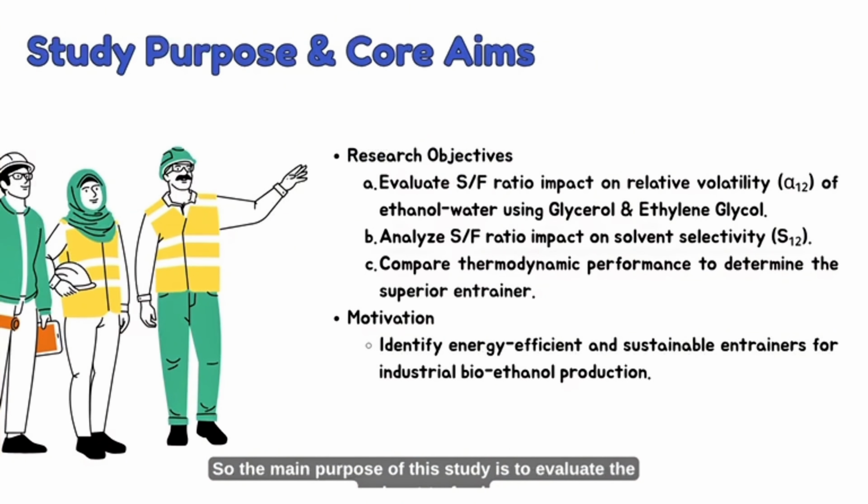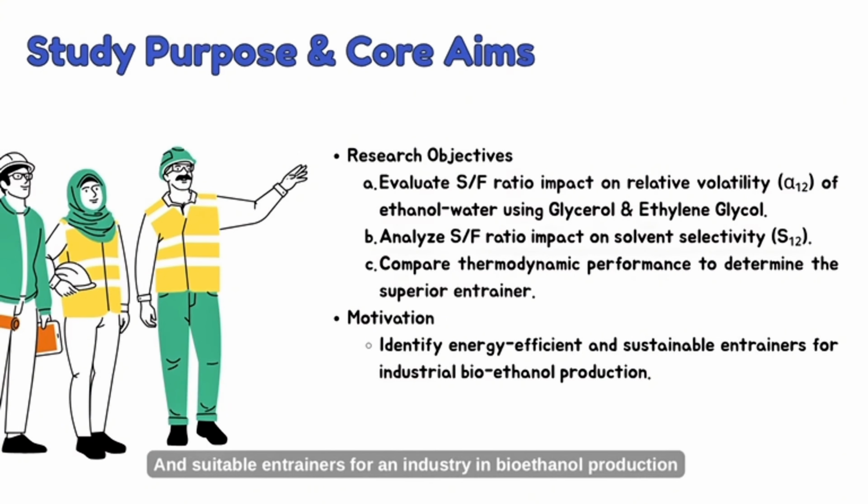The main purpose of this study is to evaluate the solvent to feed ratio impact on relative volatility of ethanol water using glycerol and ethylene glycol, to analyze the solvent to feed ratio impact on solvent selectivity, and then compare the thermodynamic data performance to determine the superior entrainer. The reason I am doing this is to identify which one is the more efficient and sustainable entrainer for the industry in bioethanol production.